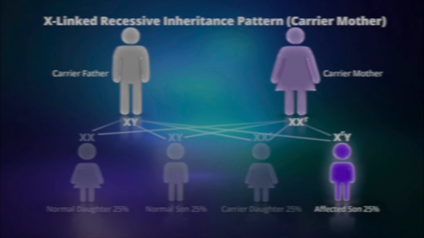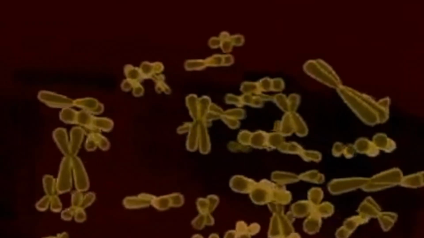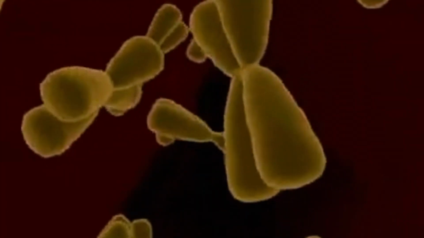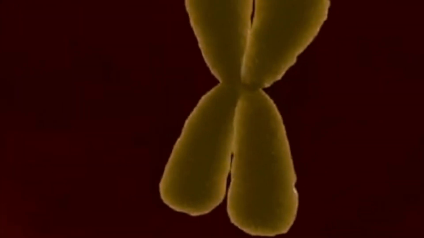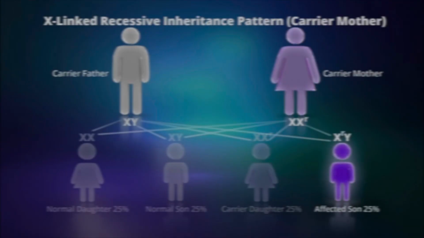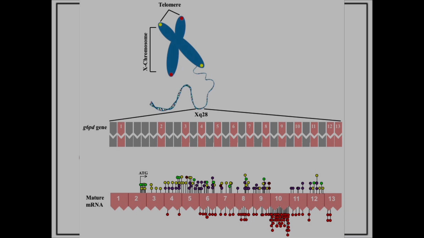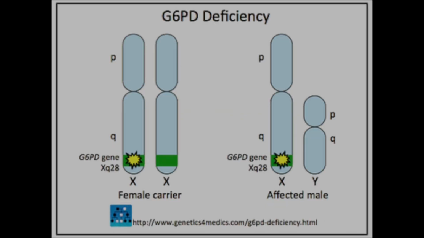G6PD deficiency is inherited in an X-linked recessive pattern. Males with one mutated X chromosome express the disease, while females require mutations on both X chromosomes to exhibit severe symptoms. The G6PD gene, located on the X chromosome, Xq28, encodes the G6PD enzyme. Mutations in this gene reduce the enzyme's activity, impairing the red blood cell's ability to detoxify reactive oxygen species.